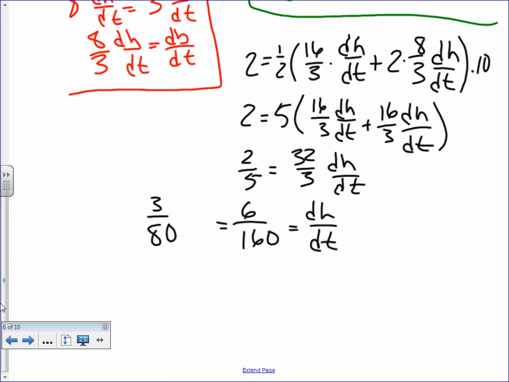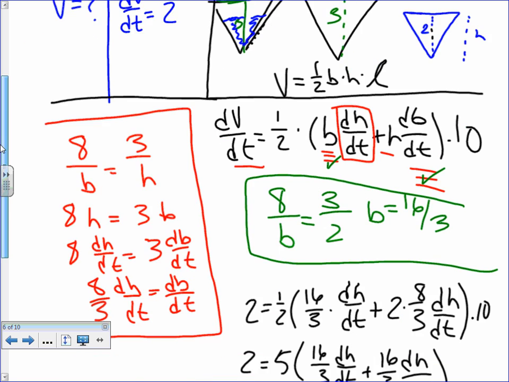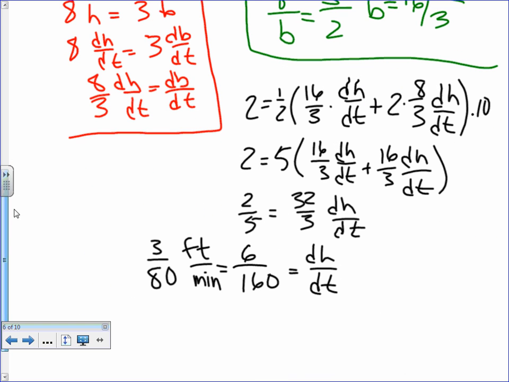And let's look back for some units here. We have feet and per minute. So dH dt, the height is changing at 3/80 feet per minute. All right, that's the end of the related rates.